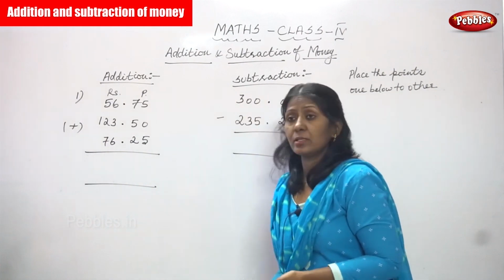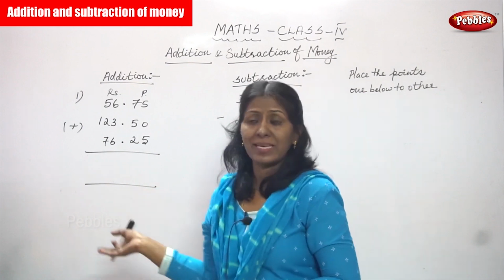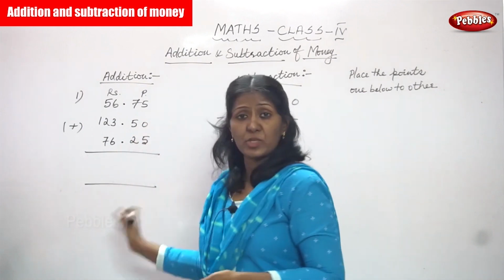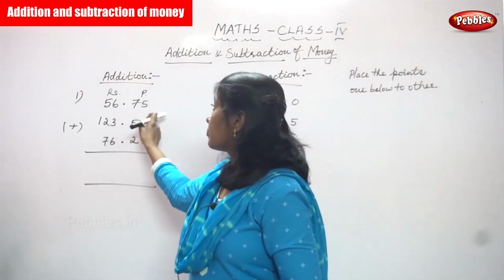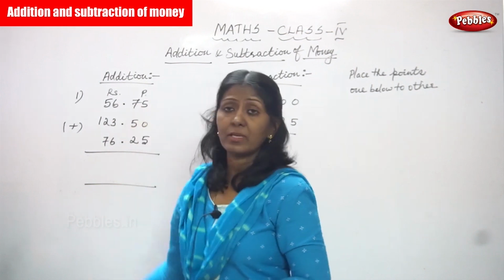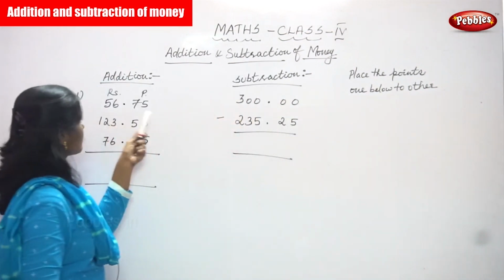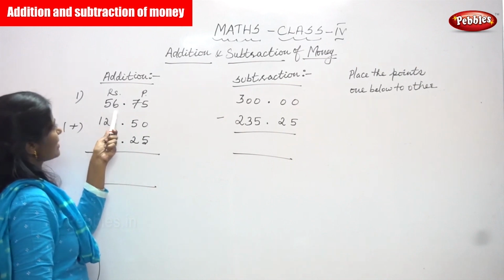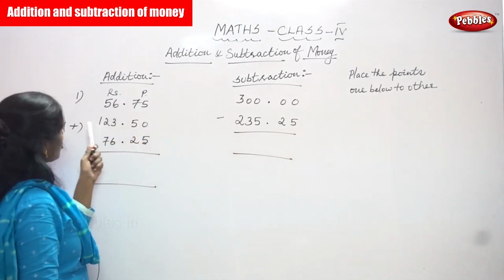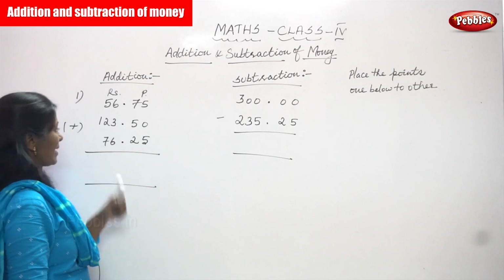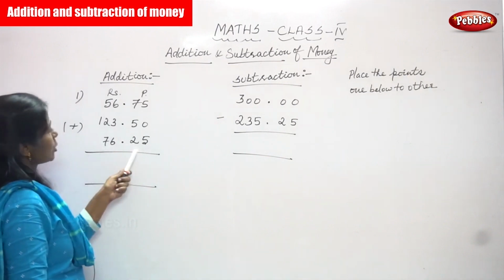That is what I've written here. In this place we can use addition, and next one is subtraction. The first question is given: addition. 56.75, that is rupees 56 and 75 pies. Second is 123 rupees 50 pies. And 76 rupees and 25 pies.